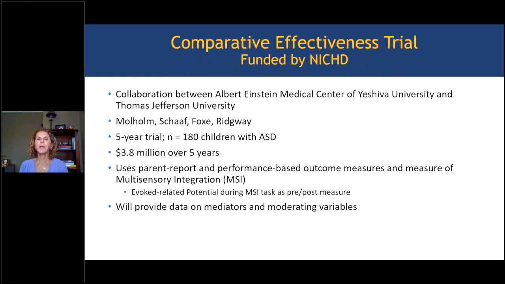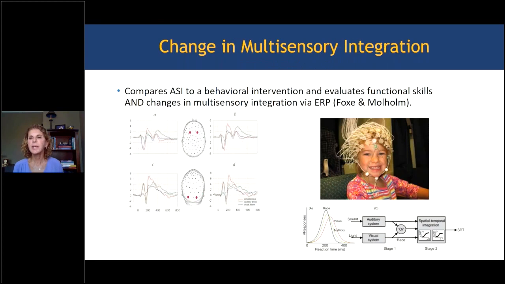Now we're involved in a comparative effectiveness trial funded by the National Institutes of Health that's comparing occupational therapy using Ayres Sensory Integration to behavioral interventions in a large cohort of children with autism. We're working with our partners at the Albert Einstein Medical Center in the Bronx, New York, and I've listed some of my partners there. One of the unique features of this study is that in addition to looking at the functional outcomes of the intervention, we're also studying neuroplasticity. Does the brain's ability to process and integrate sensory information change?